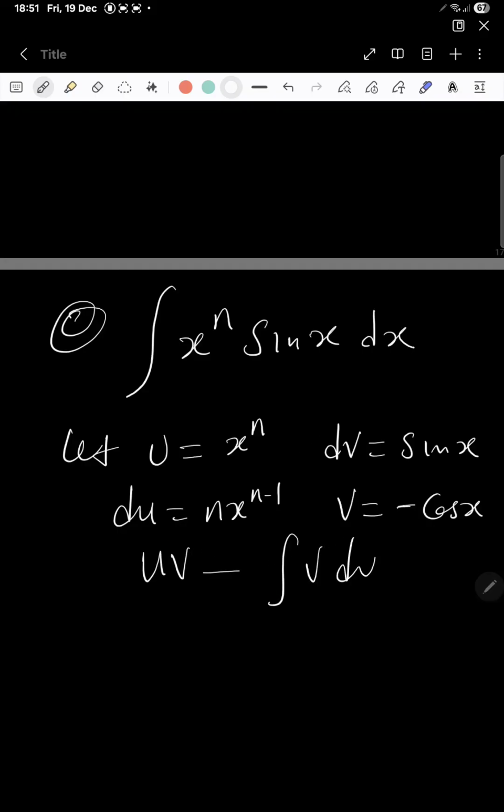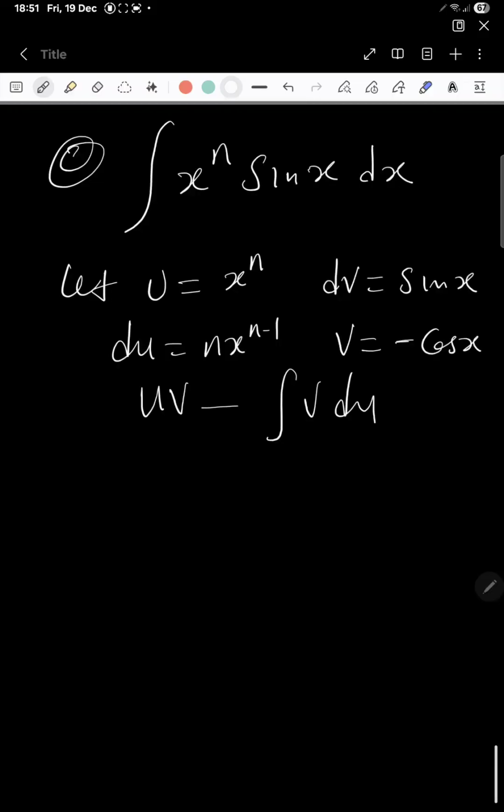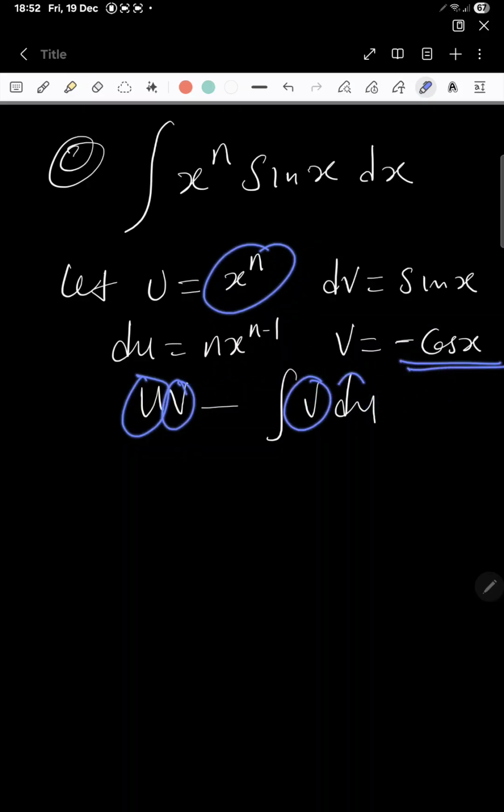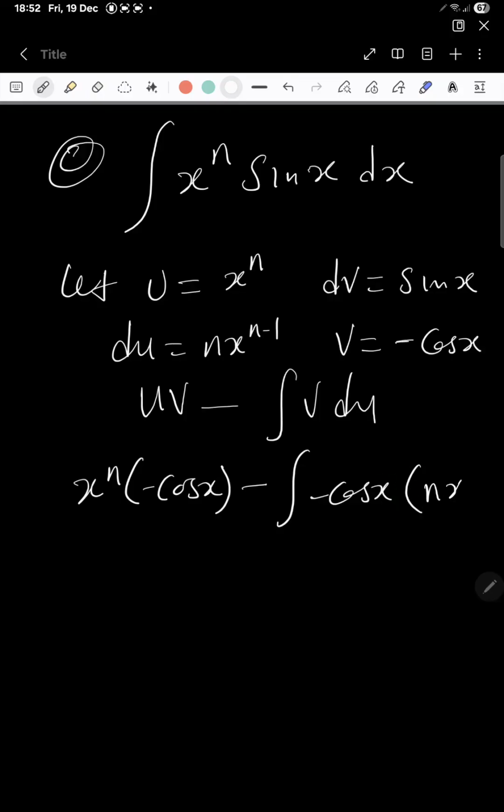By doing so, you are going to write the formula for by parts, which is uv minus the integral of v du. After you've done that, you replace. Where there is u, you put this. Where there is v, you put that. And where there is du, we are putting this one there. So let's do that. We have our u, which is x to the power n, v is negative cos x, minus the integral of v, which is negative cos x, and then du is n x to the power n minus 1. So by doing so, you have x to the power n negative cos x.